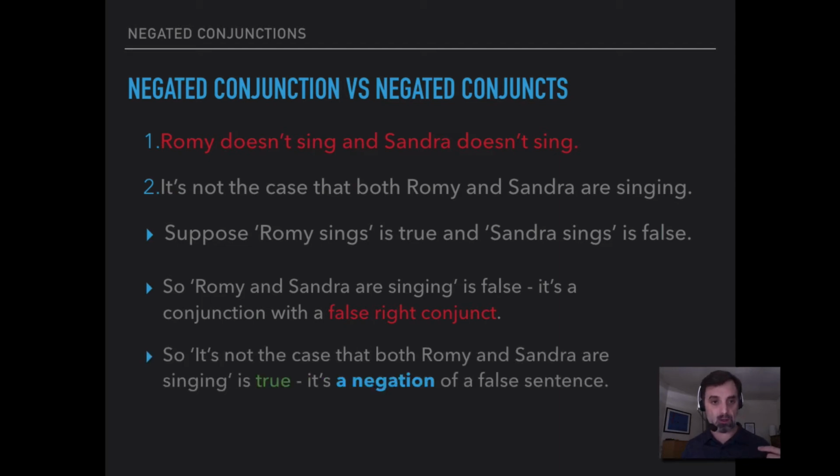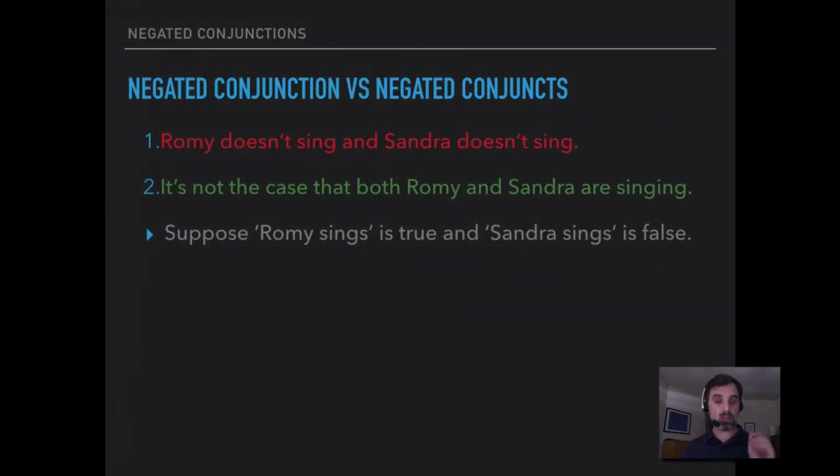Okay, so now look at "It's not the case that both Romy and Sandra are singing." Well, that's true. Why? It's a negation, and it's a negation of a false sentence. We take the sentence "Romy and Sandra are singing," and we negate that. Well, "Romy and Sandra are singing" is false, and so "it's not the case that they're both singing" is true. So 2, what we just looked at, is true.